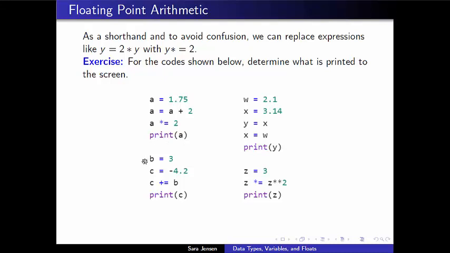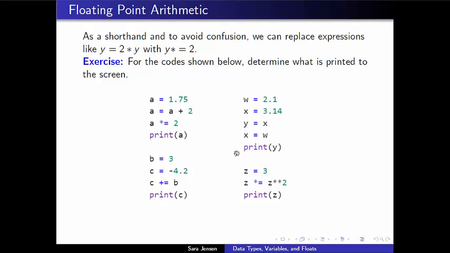For example 2, we now have 2 variables, B and C. B is assigned a value of 3, C a value of negative 4.2. Then C will be assigned a new value in the third line, and that new value will be whatever the current value of C is, plus whatever the current value of B is. The sum of these two numbers would be negative 1.2, so we should expect this line to print negative 1.2.